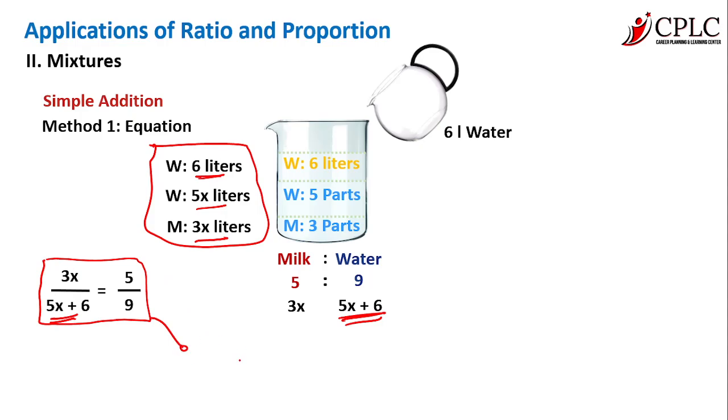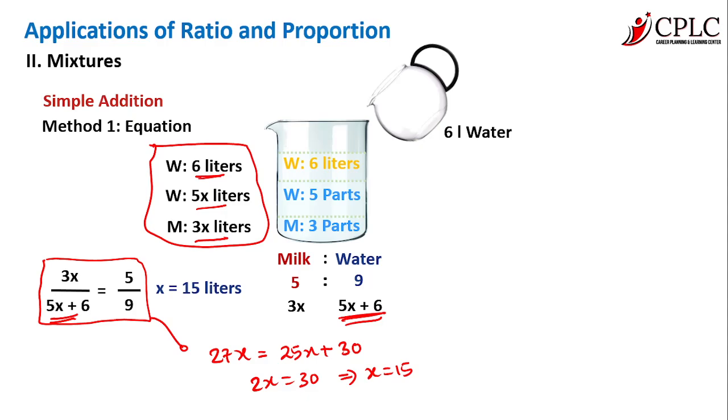So let's cross multiply. 9 threes are 27x. Then 5 fives are 25x plus 5 sixes are 30. This 25x comes here and gets subtracted. So 27 minus 25 is 2x is equal to 30. Of course, x is 15. But the question is not the value of x. The question is how many liters were present in the vessel originally.